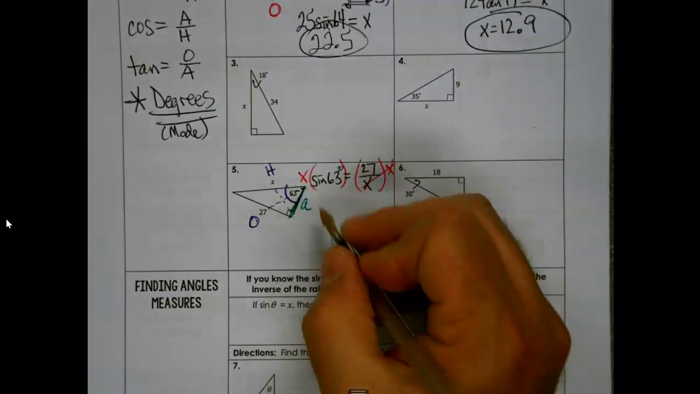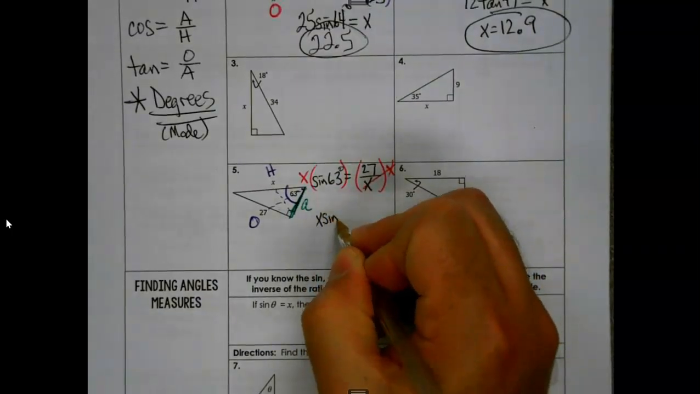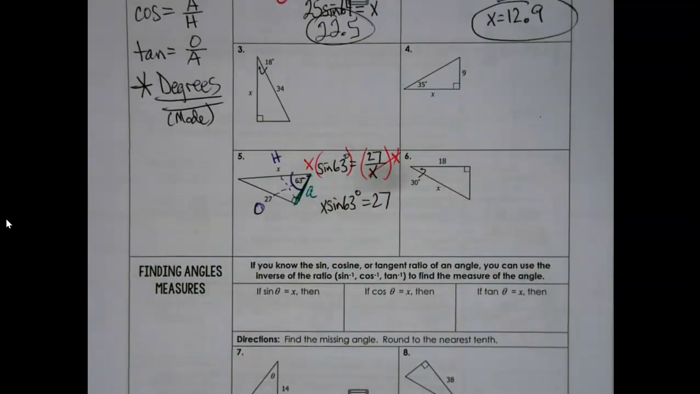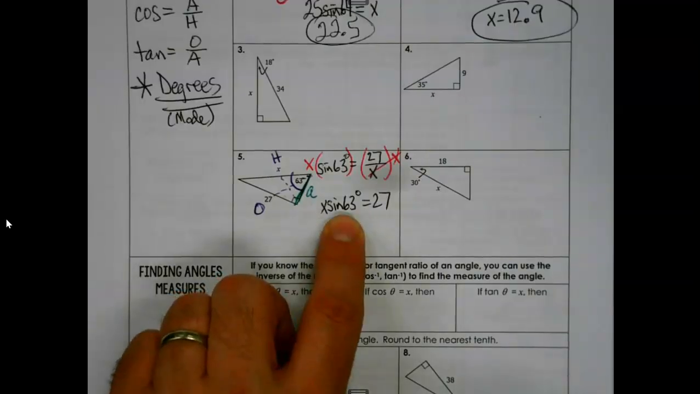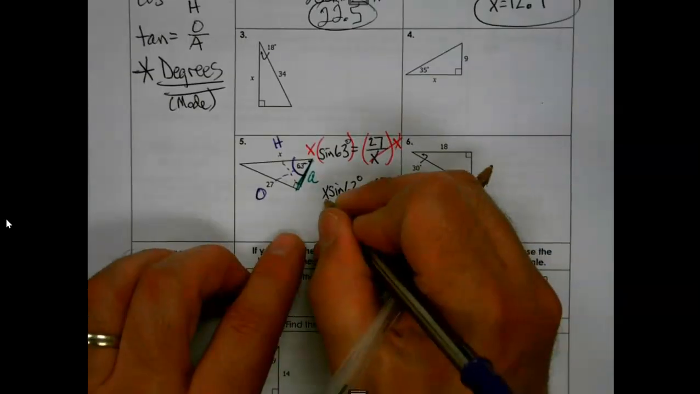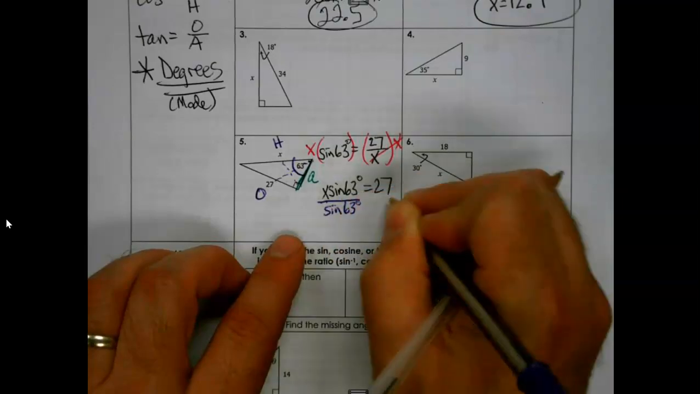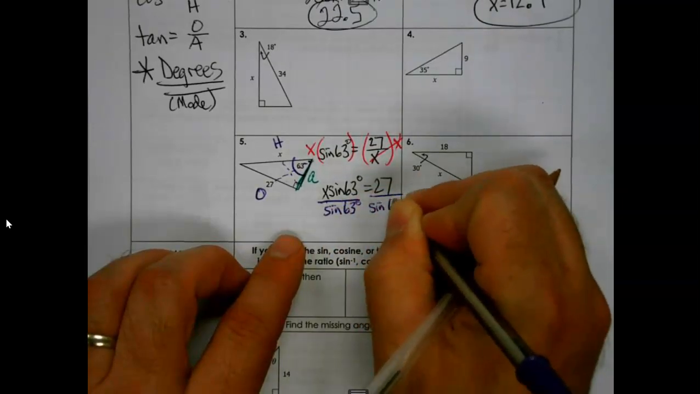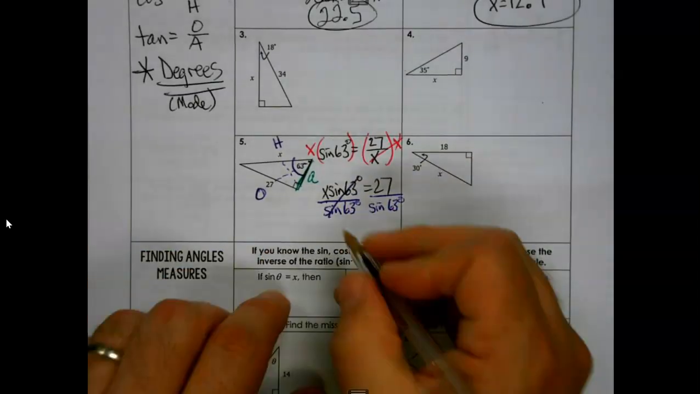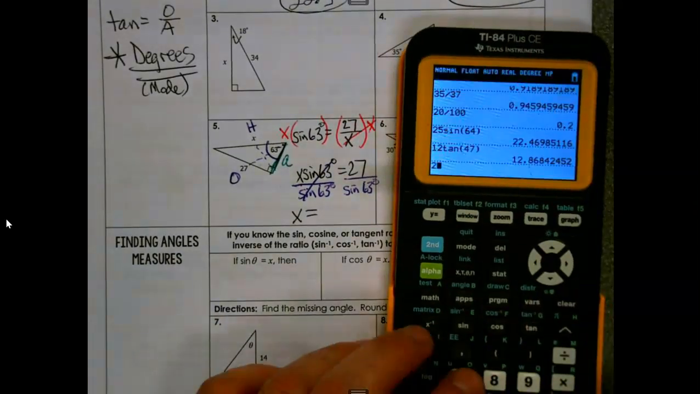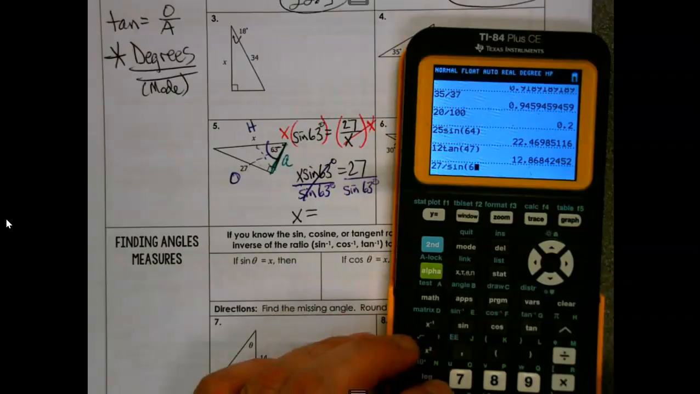So that cancels. And I've got x times the sine of 63 equals 27. But this time x isn't alone in one step. I'm going to have to do one more. So since I'm multiplying x by the sine of 63, how do I undo it? So that's the big twist. We're just going to be dividing instead of multiplying.